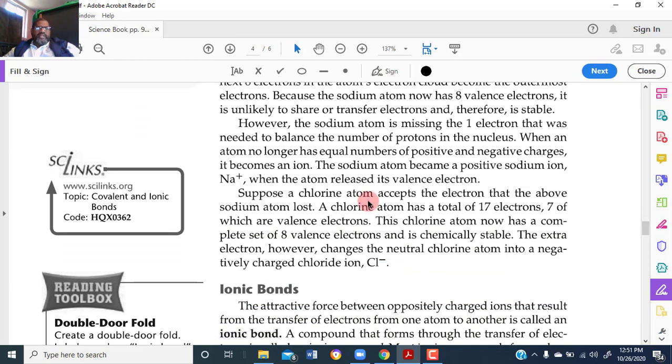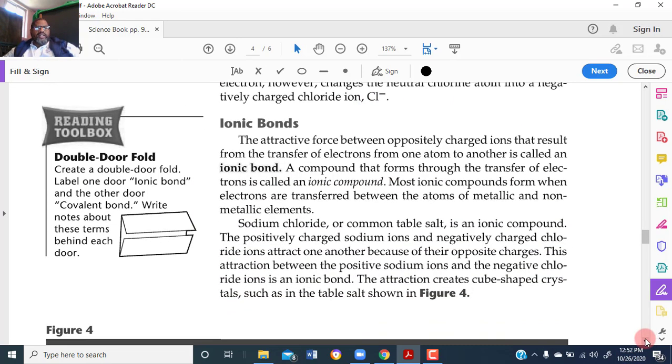Now suppose a chlorine atom accepts the electron that the sodium atom lost. A chlorine atom has a total of 17 electrons, 7 of which are valence electrons. So this chlorine atom now has a complete set of 8 valence electrons and is chemically stable. The extra electron, however, changes the neutral chlorine atom into a negatively charged chloride ion. Now the chlorine atom has more electrons than protons, and therefore it is a negative ion. So basically an ion is a charged atom.